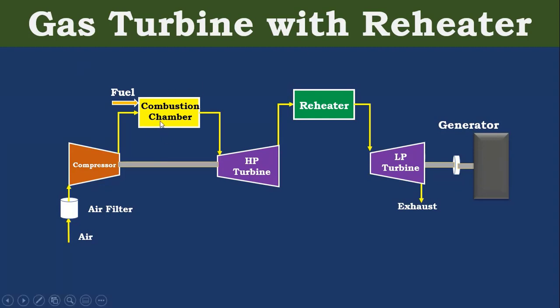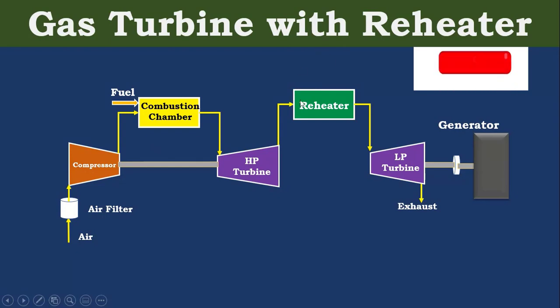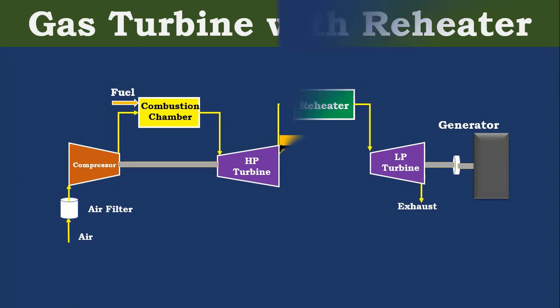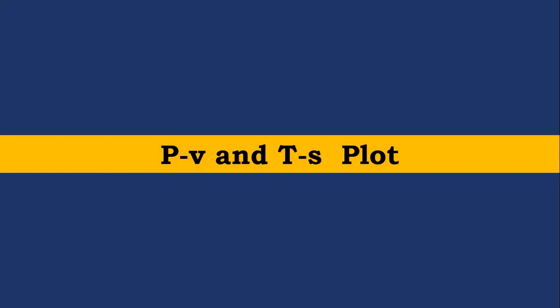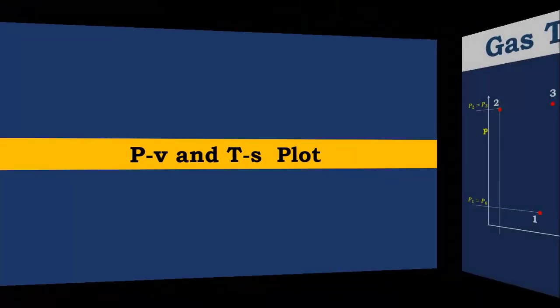In the combustion chamber, constant pressure heat addition takes place as it acts as an open system. Similarly, in the reheater, again we take constant pressure reheating of the air as it is an open system. Now we will discuss how to draw the PV and TS diagram.